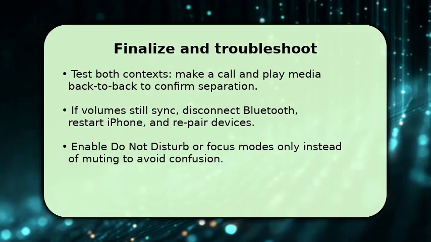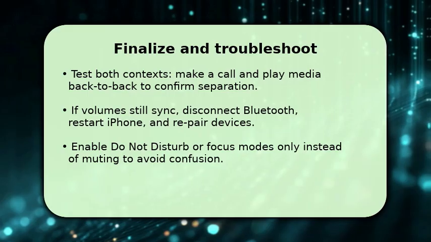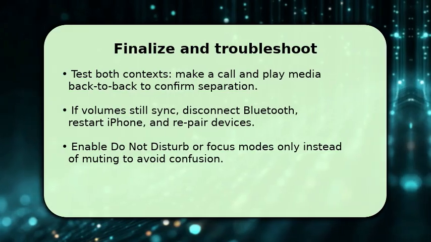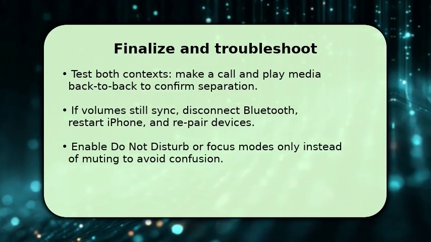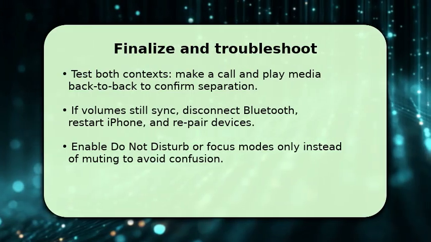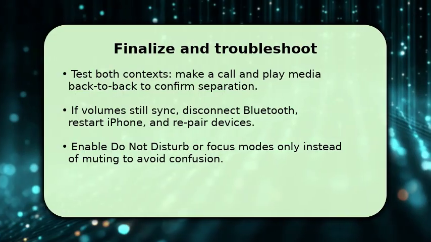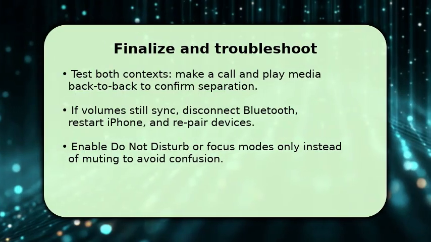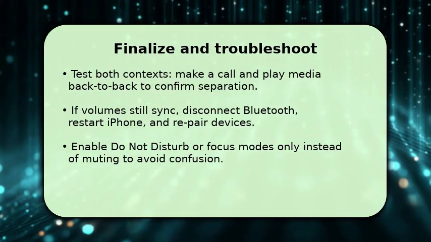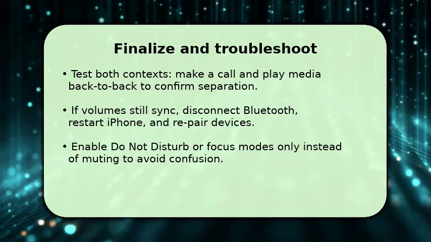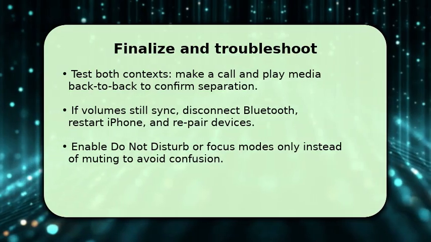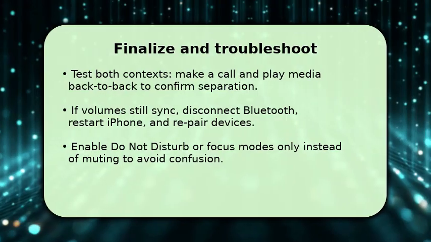If the volumes still change together, disconnect any Bluetooth accessory and restart your iPhone, then repair the accessory because some headsets sync volume levels. Make sure Change with Buttons remains off for ringer stability, and use Do Not Disturb or a focus profile instead of muting to avoid accidentally linking behaviors. If problems persist, check the accessory's manual for independent volume profiles.